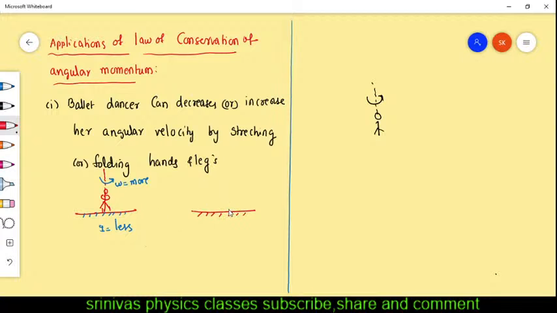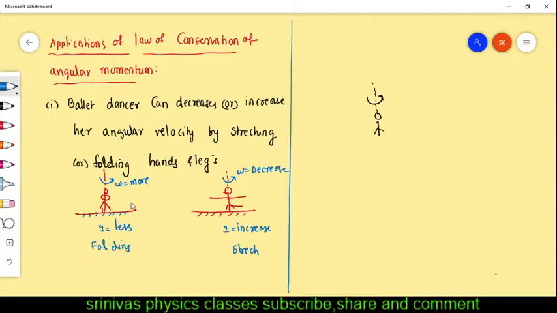Next, when she stretches her hands and legs, for example, she stretches one hand, two hands, and one leg. At that moment, what happens? Automatically, the speed decreases. Why does the speed decrease? Because when she stretches her hands, moment of inertia increases. Moment of inertia increases means angular velocity decreases, right? And this is for folding, and this is when she stretches her hands and legs. When she stretches, angular velocity decreases. When she folds her hands, angular velocity increases.